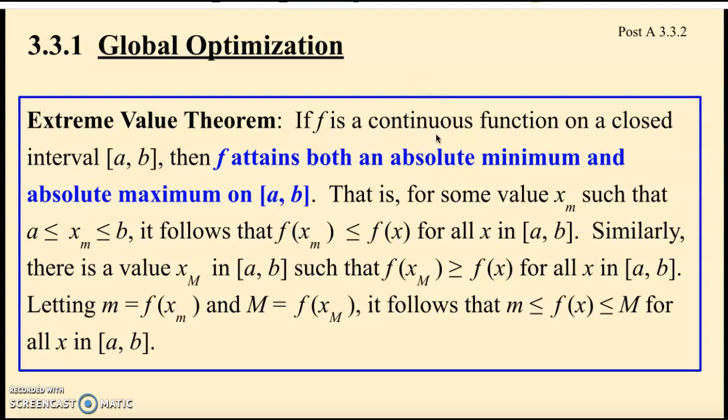If f is continuous, meaning that it's nice and smooth, has no holes, if f is a continuous function on a closed interval from a to b, then f attains both an absolute minimum and an absolute maximum. So it has to. If you take a function and cut it up, you have a low point and a high point, so you're going to have an absolute minimum and an absolute maximum. And that minimum and maximum is going to change depending on the interval that you take.